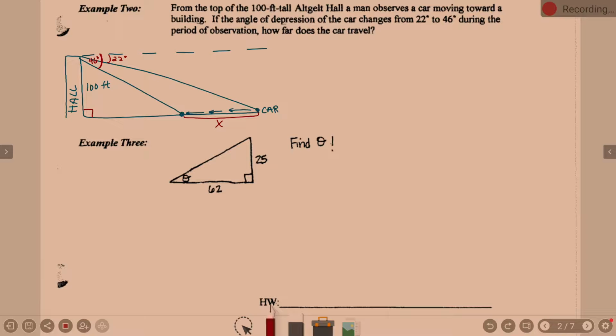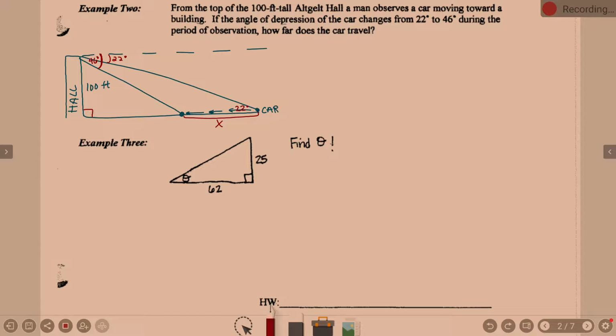If I look here at 22, if this angle up here is 22, what else is 22? The angle right out there? Yes? Okay. Because again, that's running along that transversal of where the car is first located.